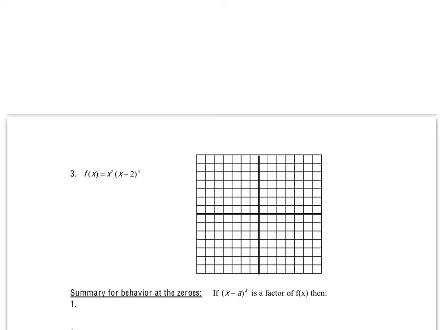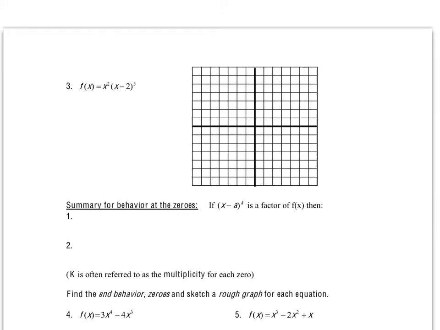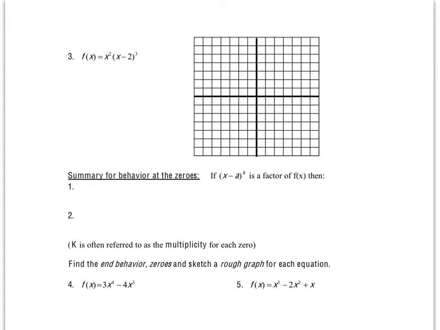All right. So hopefully you did number 3. When we do number 3, our degree is 5. Everything's positive. So this is going to look like an S shape. It's going to go down to the left. It's going to go up to the right. So I'll do this in red.